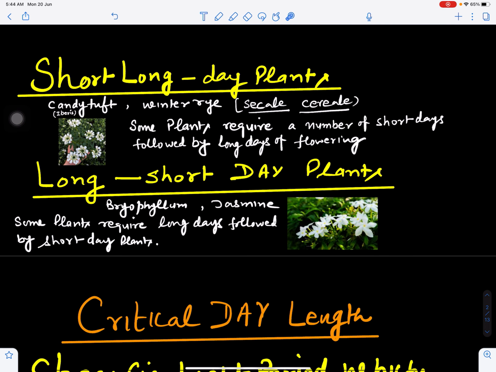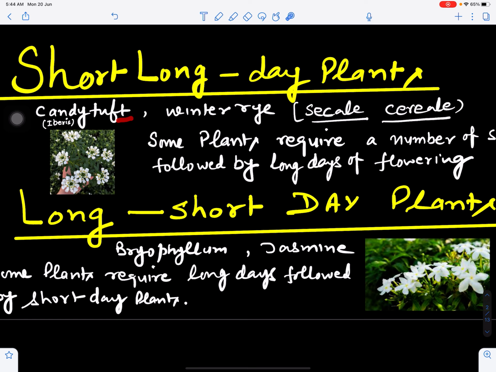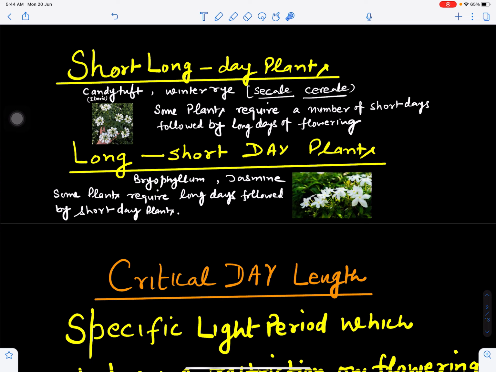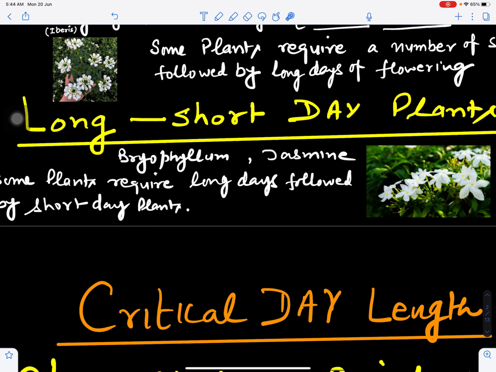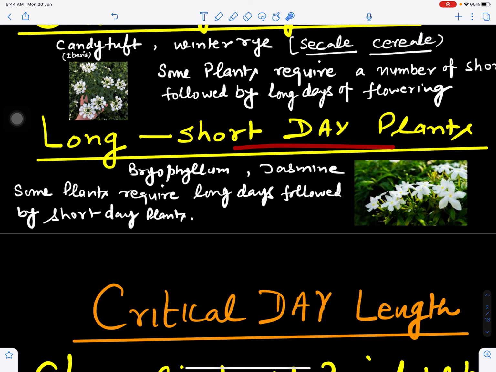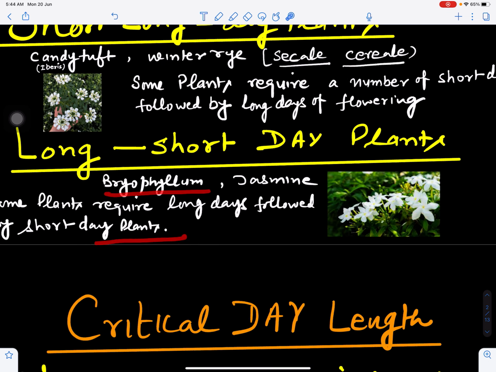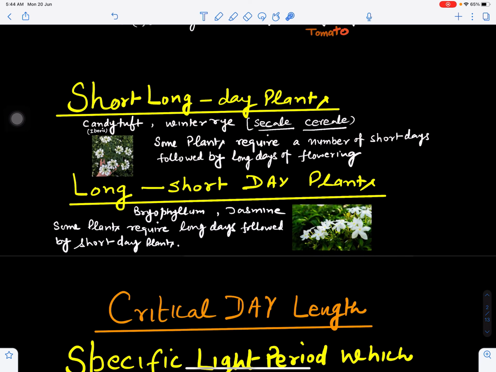Sometimes some plants first require short day periods, then long day periods. So first exposure to short days followed by long days, and only then will flowering take place. Examples are candytuft, Iberis amara, and winter rye, whose botanical name is Secale cereale. Then there are other plants that require long days followed by short days. Examples are Bryophyllum, also called patharchat, and the jasmine plant, where flowering will take place.